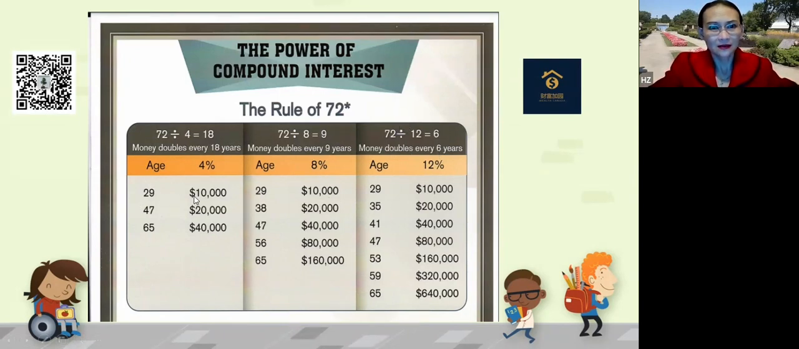The same person puts 10,000 into different accounts, and they grow at different speeds, right? So conservative, every 18 years, money doubles. At the age of 65, it turns to 40,000. 8%, that's the one I showed you earlier, and most people choose a balanced portfolio. You say, well, I'm not conservative, I'm not too aggressive, I'm just in the middle. Okay, 8% is a pretty decent rate of return. Every 9 years, your money doubles, and at age 65, you will have 160,000.